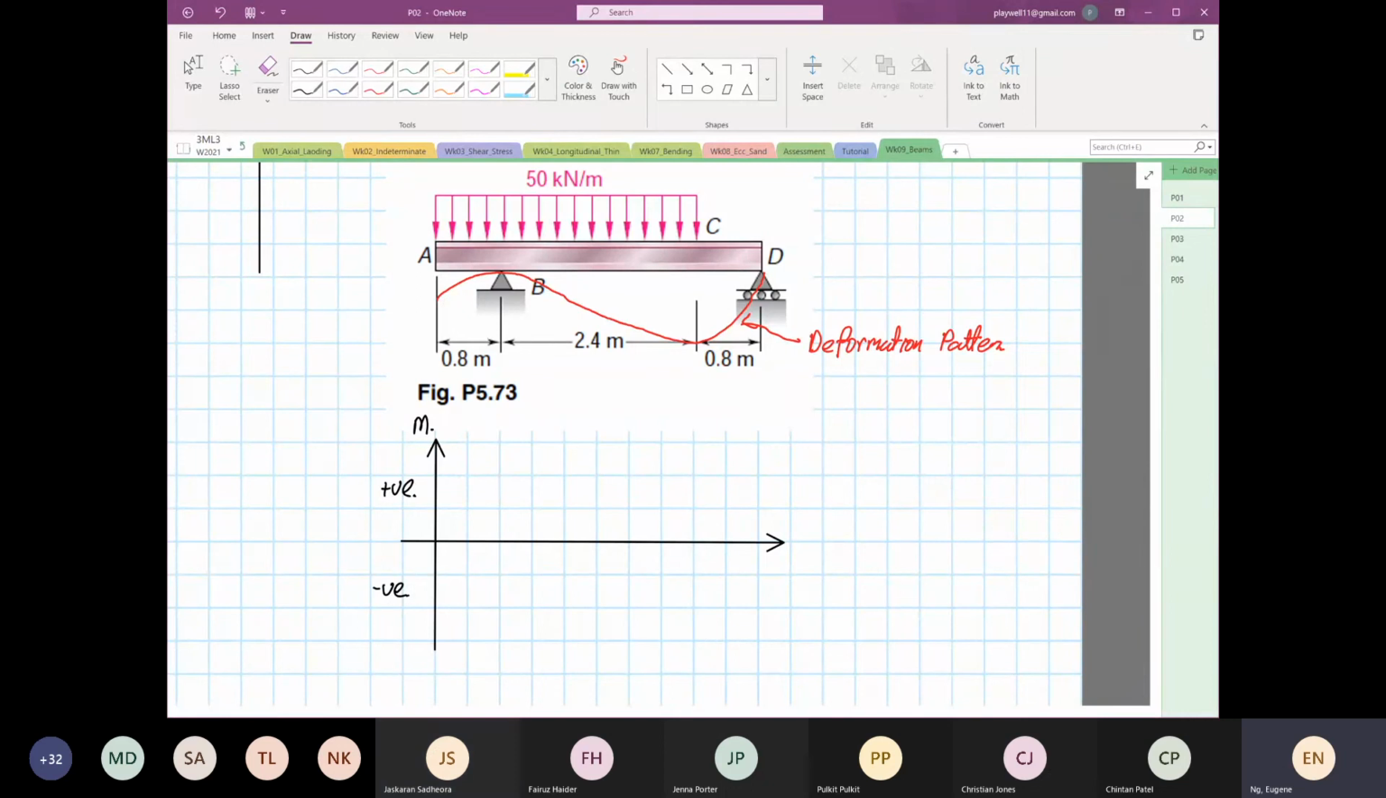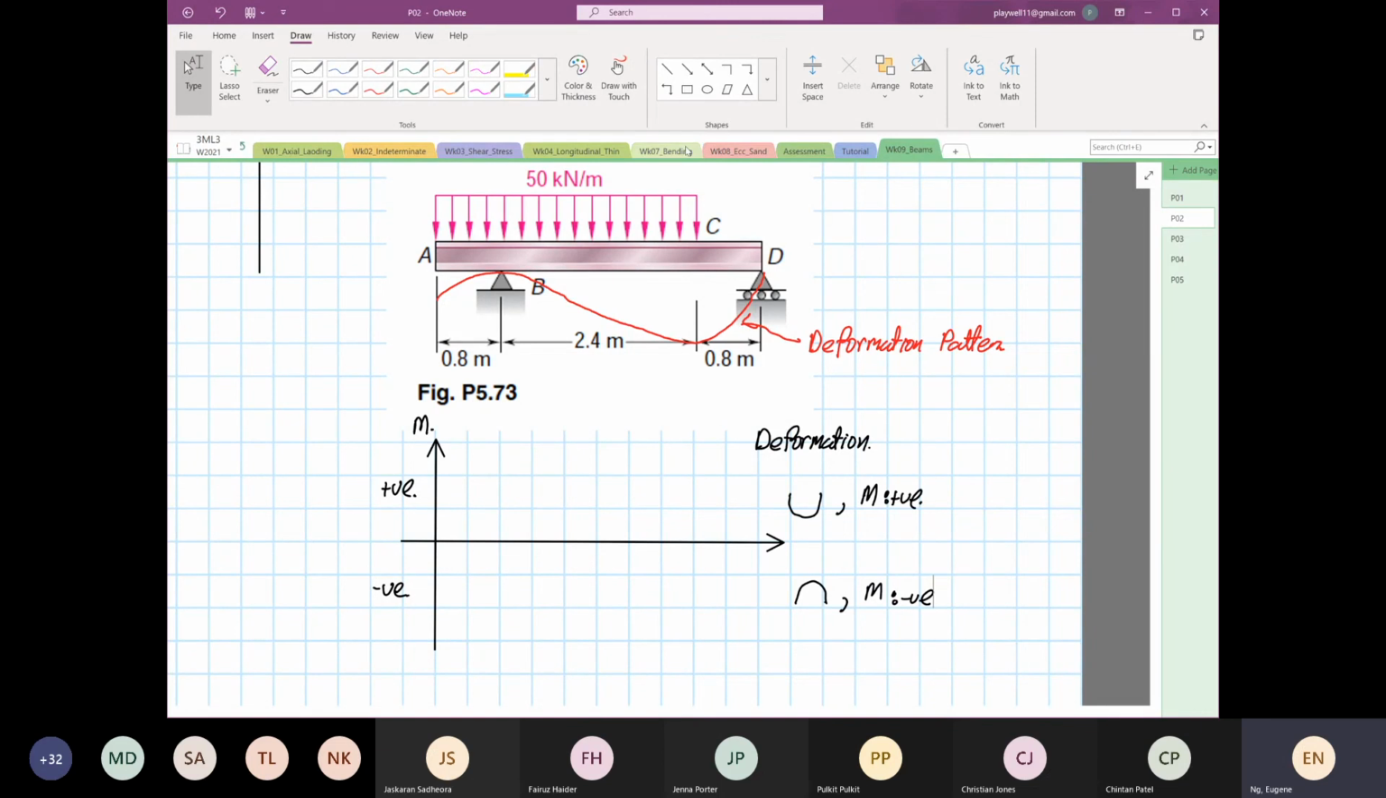On this diagram, this is based on deformation. When we have a deformation pattern in a smiling face, it is also known as a positive moment. And then we have a moment that is what? That is negative, right? The magnitude has to be below. So this is negative.